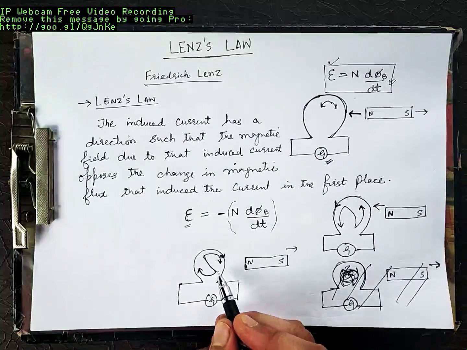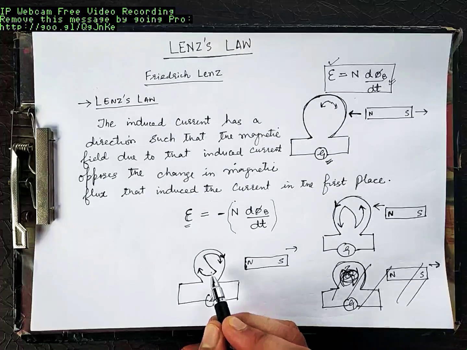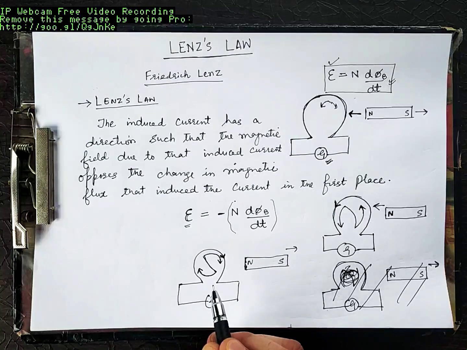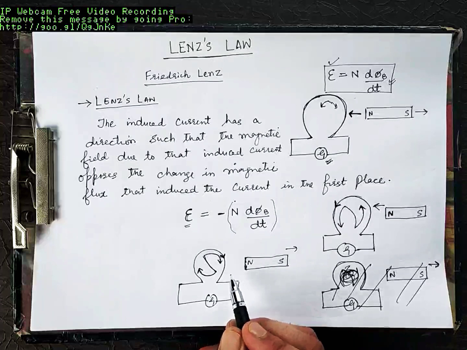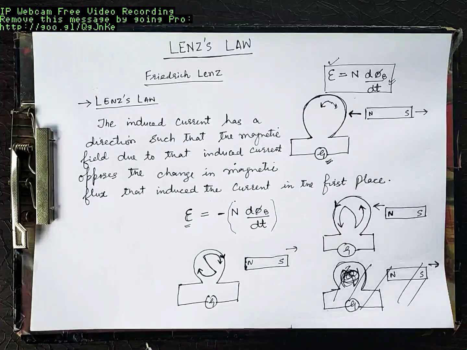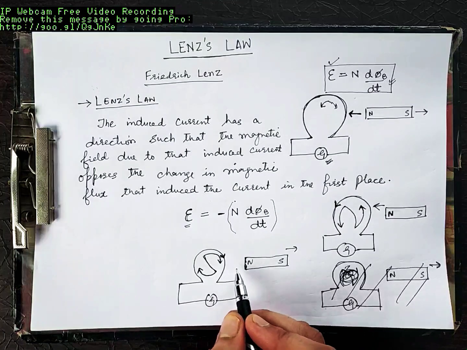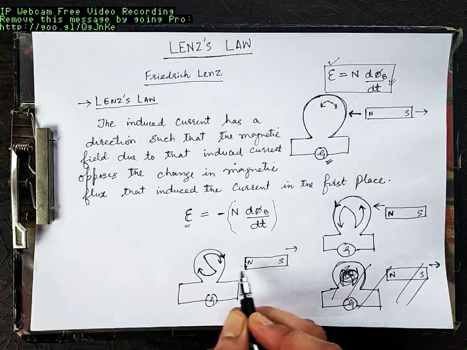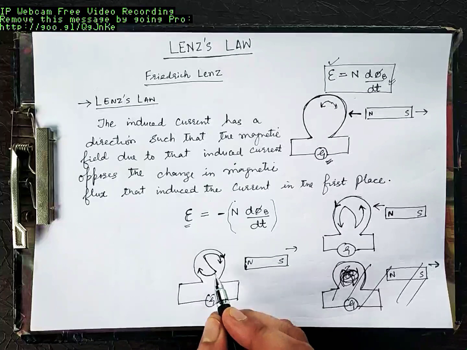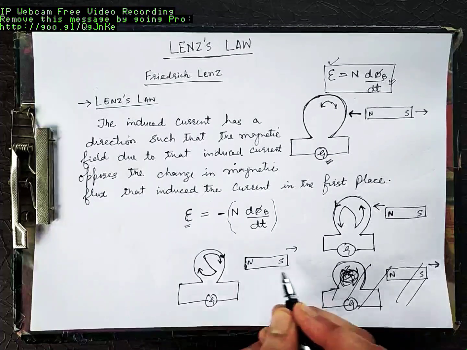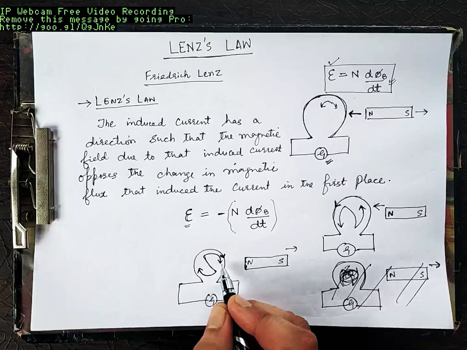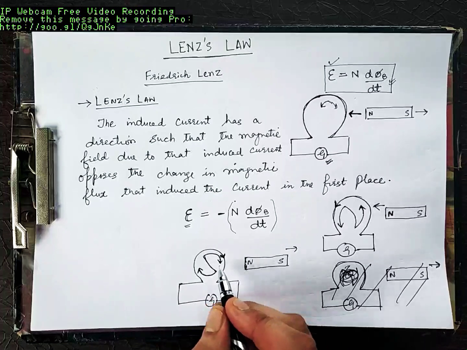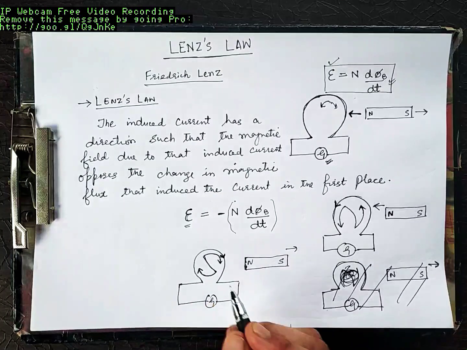The direction of current will be such that it opposes the cause that originally induced it. The cause here was decrease in flux. So it will make this side a south pole such that it will attract this north pole, because the reason for induction here was that the north pole was moving away, decreasing the flux. It will try to make a south pole which will attract the north pole back towards it such that flux does not decrease.